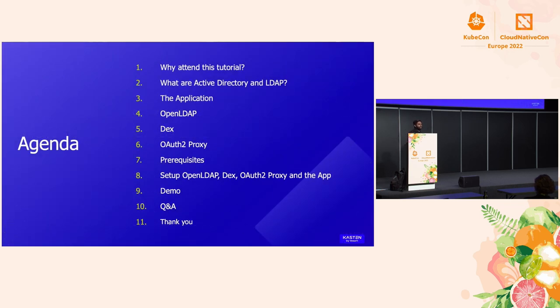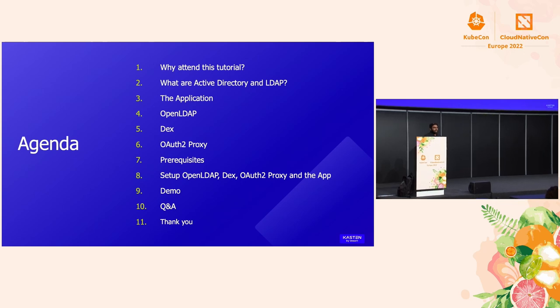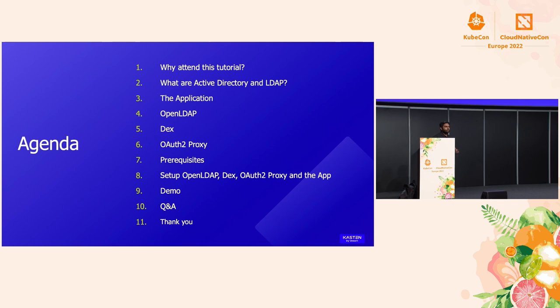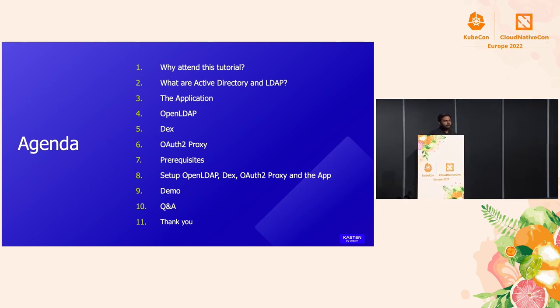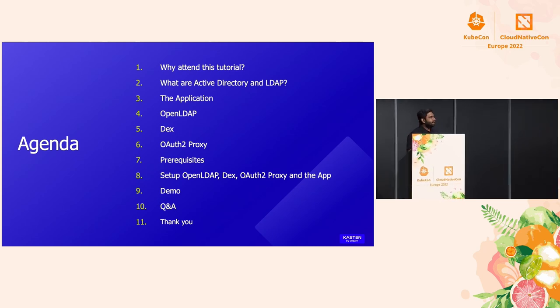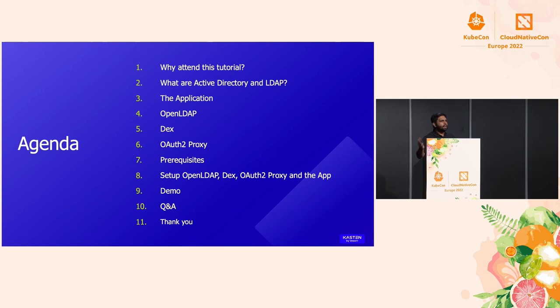All right, so let's go to the agenda next. So today I'll talk about why you might want to attend this tutorial. Hopefully some of you have already seen the proposal and that's why you're here, but I'll double click on that a little. And then I'll talk about what are Active Directory and LDAP. We'll introduce the application that we're going to be deploying today for today's tutorial. That's the application that we're going to secure. I'll cover OpenLDAP, Dex, OAuth 2 proxy, which is another open source project. We'll then go through the prerequisites again, and we'll set up OpenLDAP, Dex, OAuth 2 proxy, and the application as part of the tutorial. I will show a demo. I will be going through the same steps just like you guys today, and I'll show you a demo of what secure access to that application looks like at the end of the tutorial. And then we'll do more Q&A. So that's the agenda.